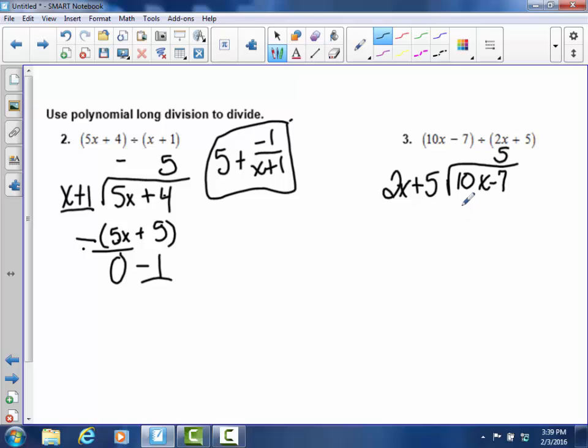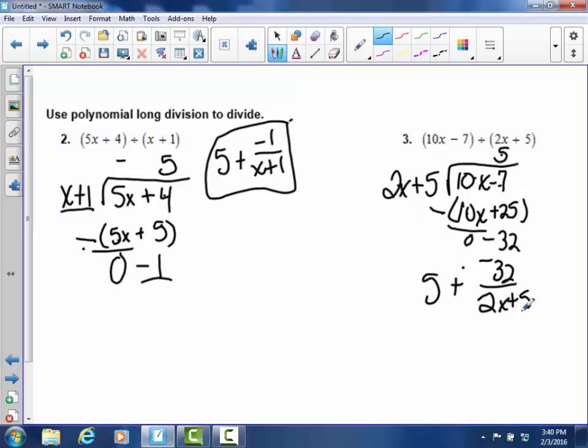5 times 2 is 10. And then I write down the x, and 5 times 5 is 25. Okay. And again, I'm subtracting this whole thing. So 10x take away 10x is 0. Negative 7 take away 25 is going to be negative 32. Since I'm out of things to divide by, I'm at the end here, and my answer would be 5 plus negative 32 over 2x plus 5. Okay, that's my answer.